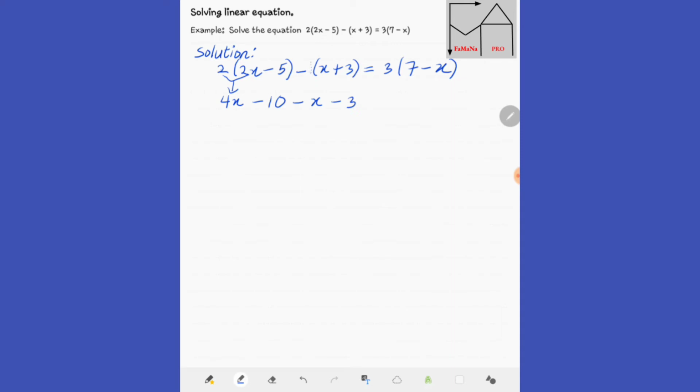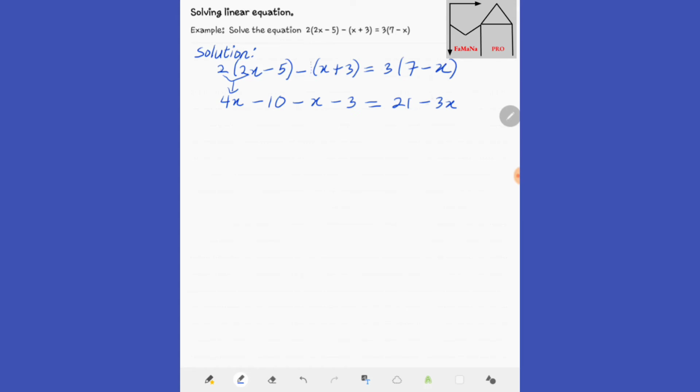Then minus 1 times 3 will give you minus 3, equals 3 times 7, that's 3 times plus 7, which gives 21. Then 3 times minus x will give you minus 3x. You are just multiplying the numbers. So 3 times the invisible 1 gives 3, then plus times minus gives minus.